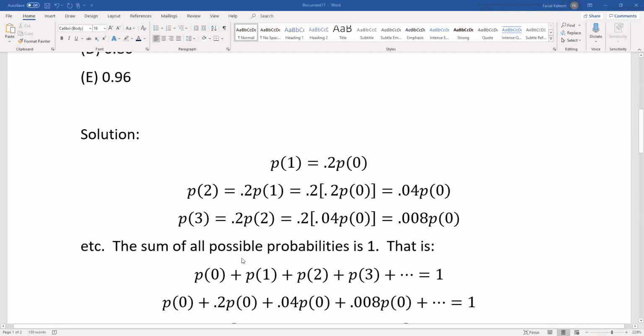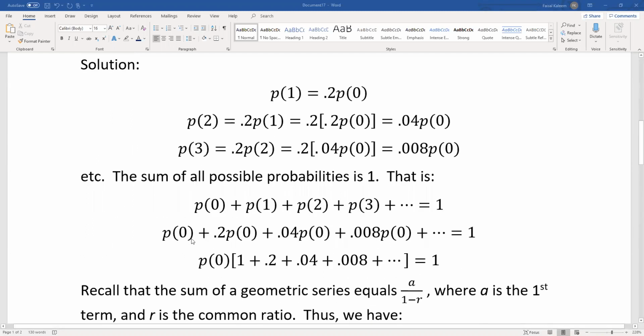Now, the sum of all possible probabilities is 1, meaning P0 plus P1 plus P2 plus P3 plus so on equals 1. And let's get all in terms of P0, because P1 is 0.2 P0, P2 is 0.04 P0, P3 is 0.008 P0. So we get this equation, and then we can factor out a P0 from this. We get 1 plus 0.2, 0.04, 0.008, and so on.